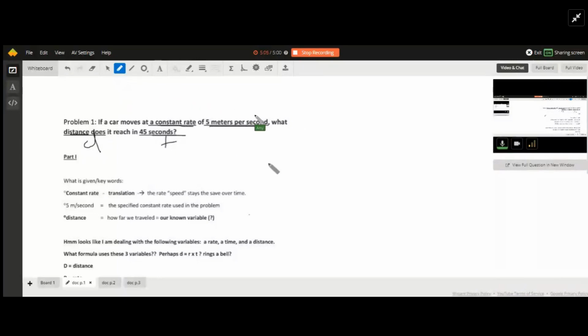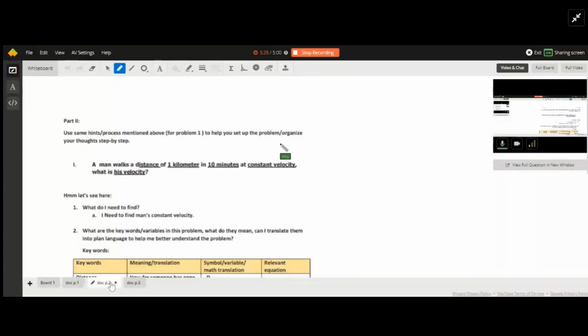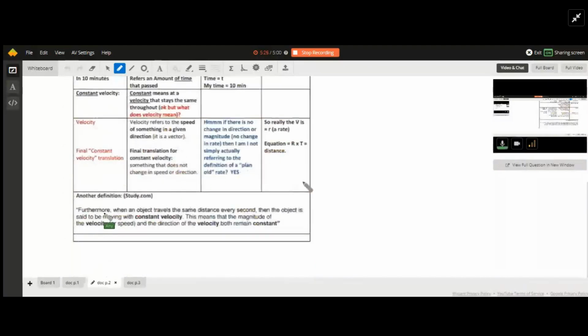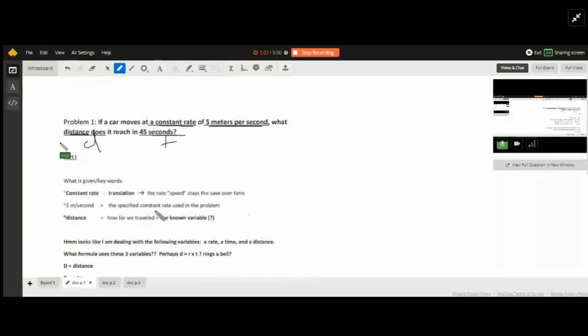So our next step is maybe bulleting those keywords and the things that are given to us, and then start translating those words into plain language and really think about what they mean. Now, this is a very simple problem. When we get to more complex problems, like in part 2, you may want to draw a table. But for now, you can just do it this way. So constant rate, let's think about it. What does constant rate really mean?